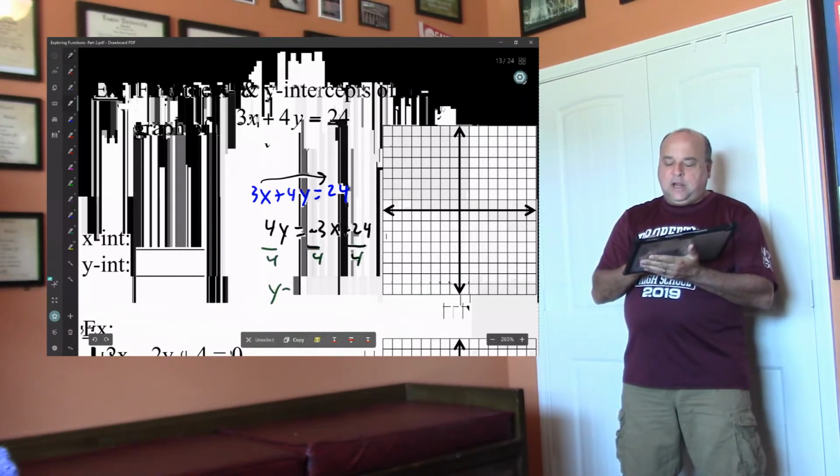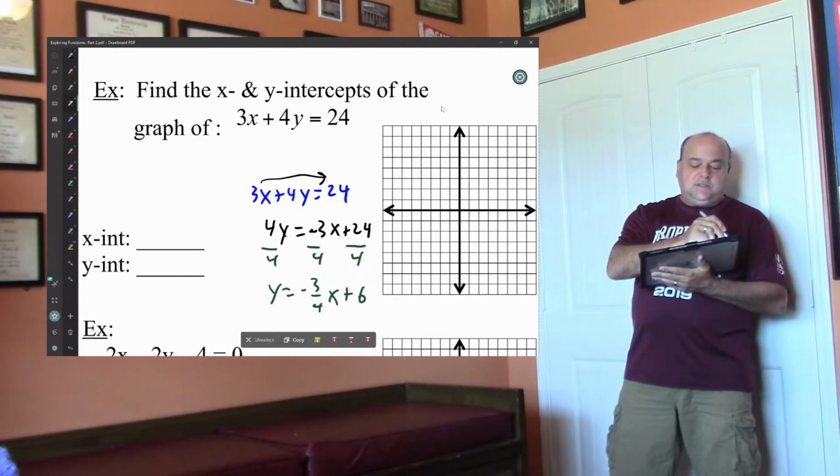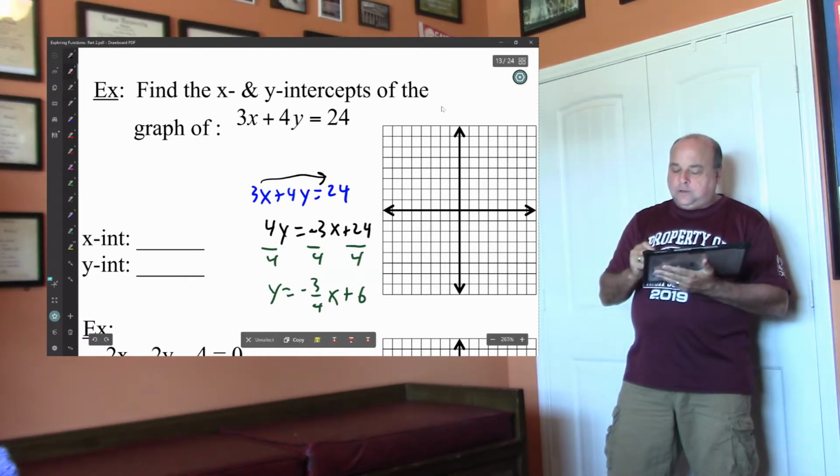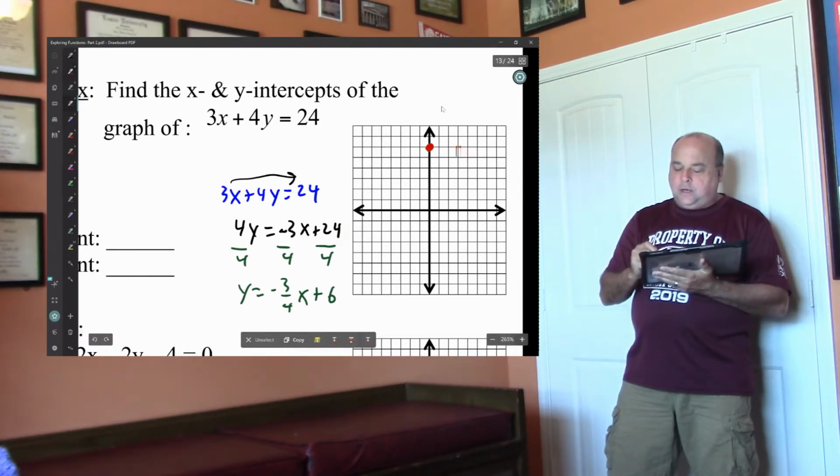And we get y equals -3 over 4x plus 6, don't we? Okay, so my y-intercept is 6. So I'm going to go up to 6: 1, 2, 3, 4, 5, 6. Draw a dot. And then my slope tells me to go down 3, right 4. I'm going to repeat the process, down 3, right 4, and bam, there's my x-intercept.